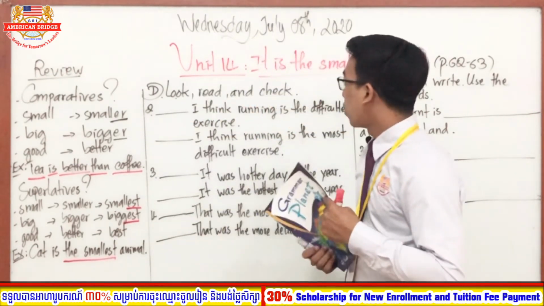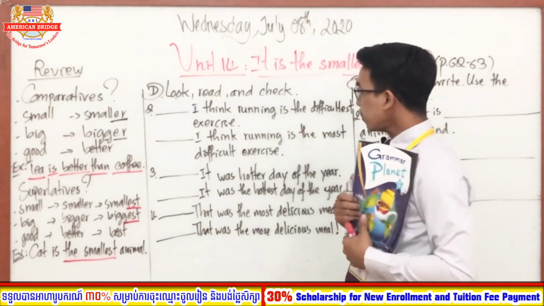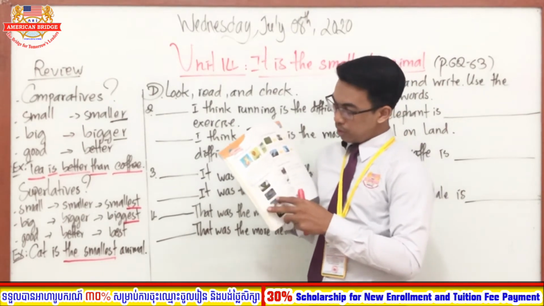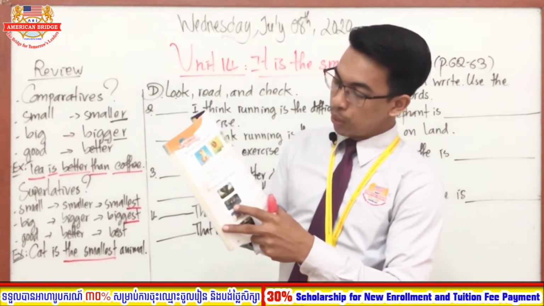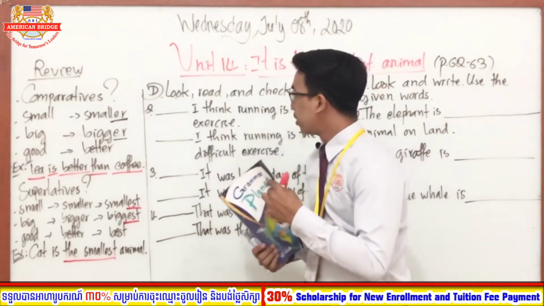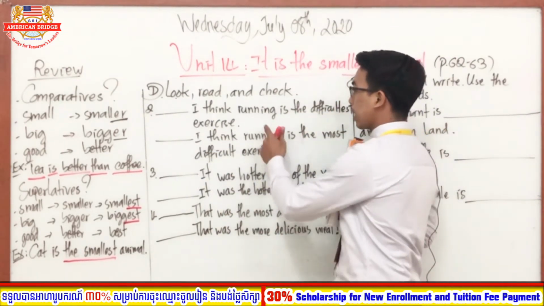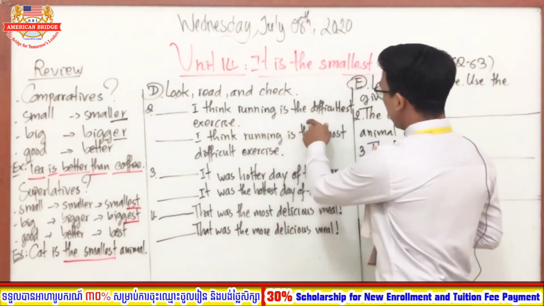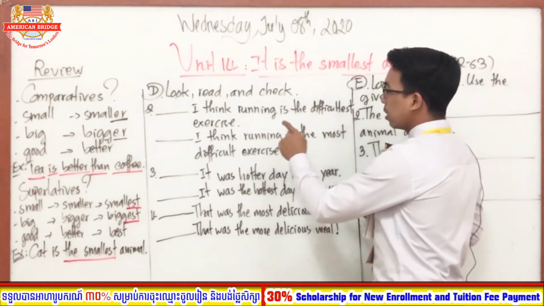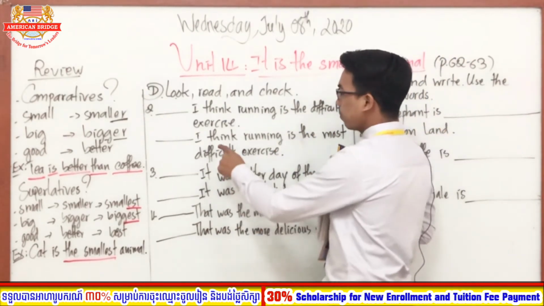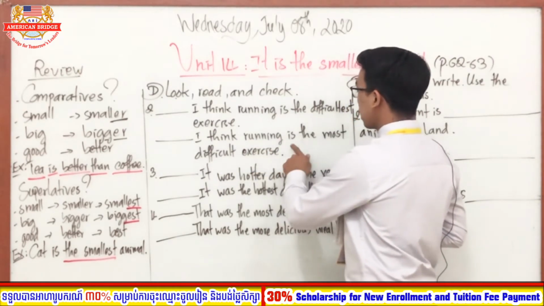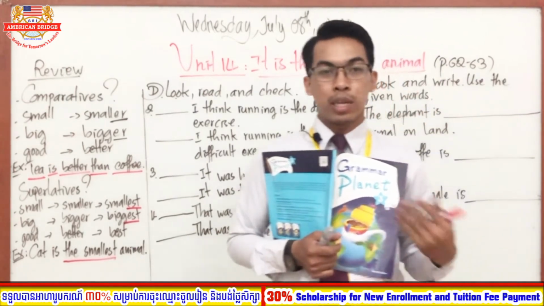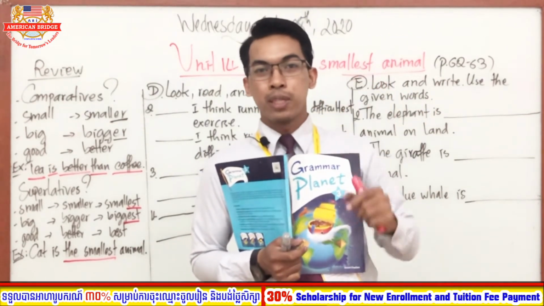Good. So now let's move attention to number two, everyone. So number two, what do you see in the picture? You see a lot of people doing exercise. Good. So now let's read the sentence all together. I think running is the difficult exercise. And the second one, I think running is the most difficult exercise. So which one, everyone? Which one is the correct answer, based on what you have learned so far with me?